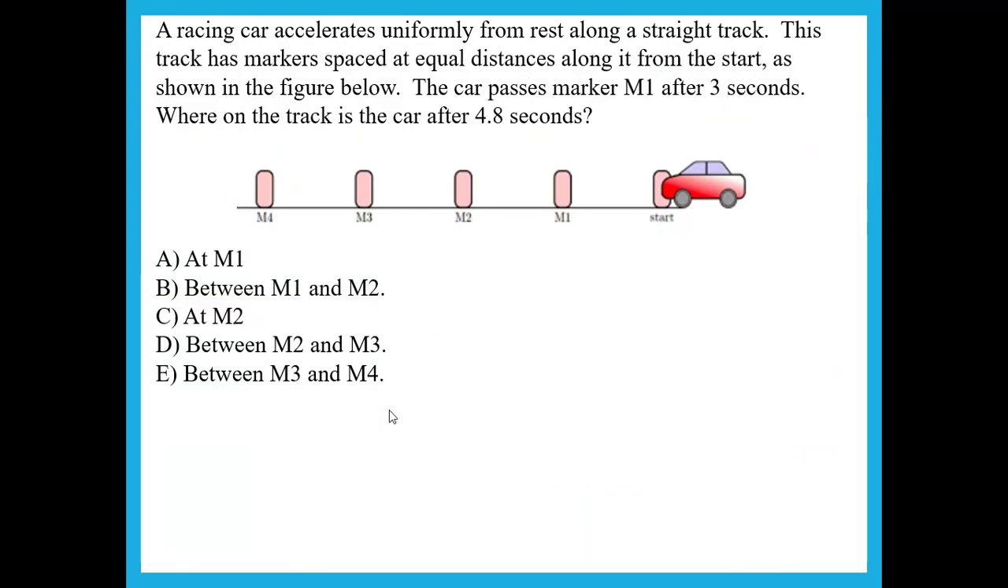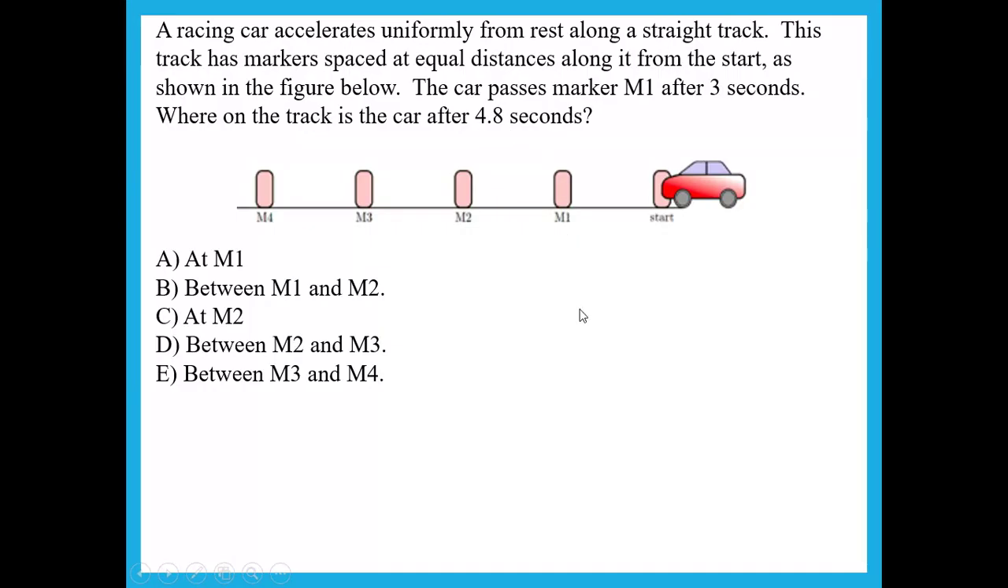All right, let's do another one. Here, same diagram, but I just tweaked it a little bit. It says a racing car accelerates uniformly again. The spacings are equal distances again. But here it's a little different, because it says the car passes marker 1, here's marker 1, in a time of 3 seconds. So it asks where on the track is the car 4.8 seconds later.